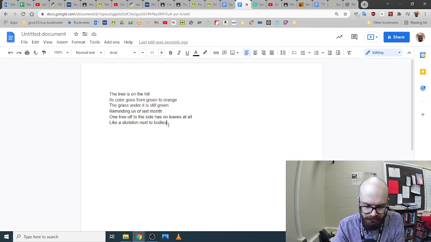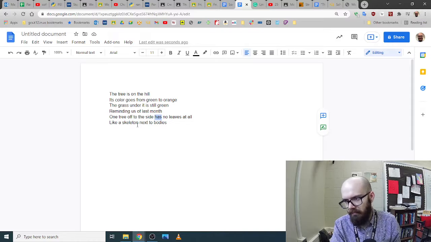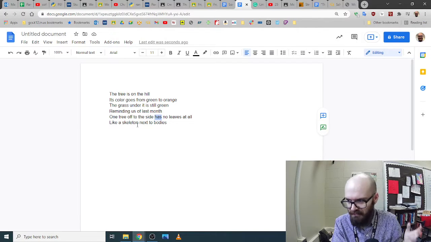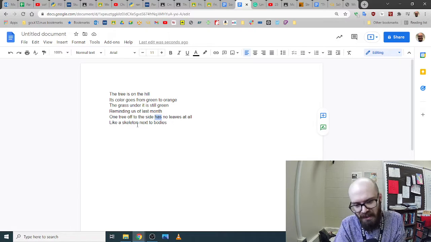Another thing you can do is replace a verb. Just switch it out, keep everything else, and you're still moving in the right direction. So for that one, I think this line would work. We've got one tree off to the side, has no leaves at all. I'm going to say the has, we could switch that out for something. And my first guess always is, how about some alliteration? It's just nice, right? That's one of the things that poems do that other types of writing usually don't do, unless it's just accidental.